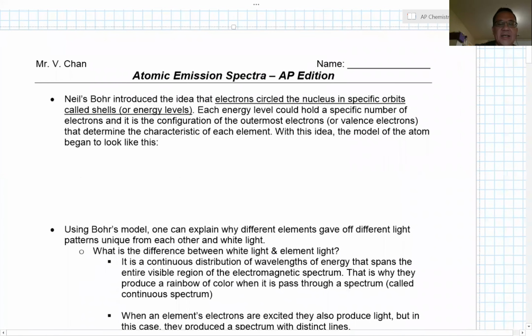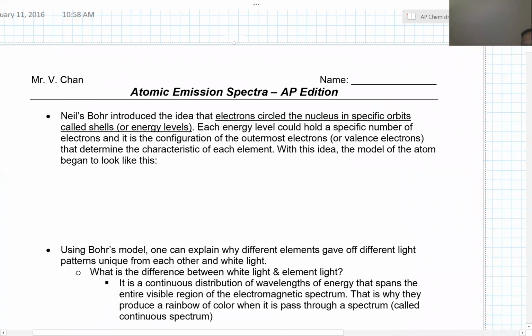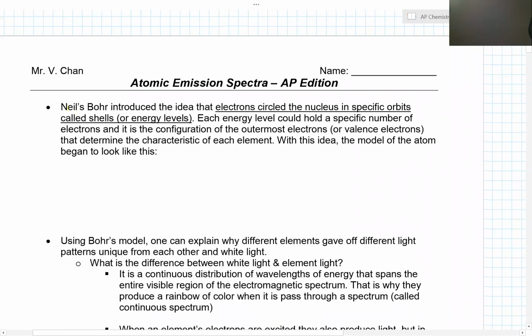Now, back in grade 10, you folks learned that Niels Bohr had introduced the idea that electrons circled the nucleus in specific orbits called shells or energy levels. Okay? And each energy level could hold a specific number of electrons, and the configuration of the outermost electrons, called valence electrons, determines the characteristics of each element.